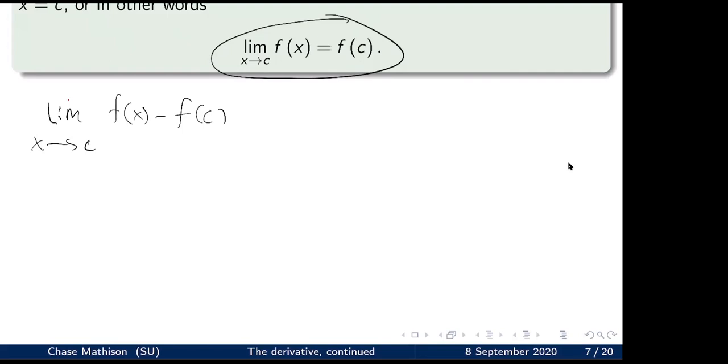Well, if I just put in the denominator, if I multiply top and bottom by x minus c, then I haven't changed anything, right? If I multiply top and bottom by x minus c, I'm just multiplying by 1. Everybody okay with that?